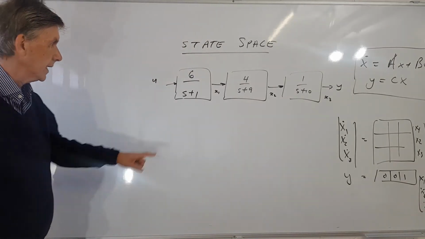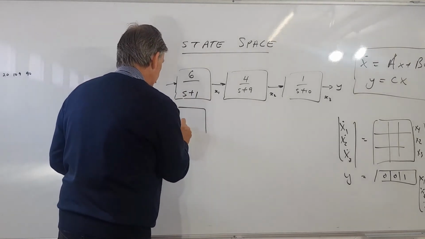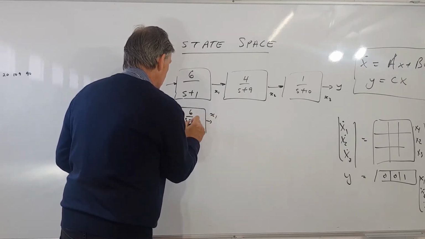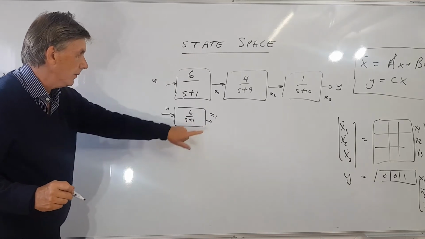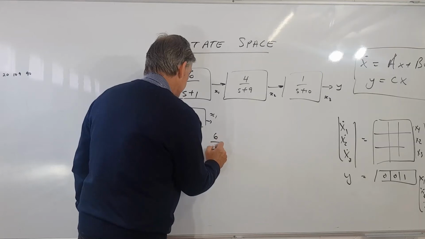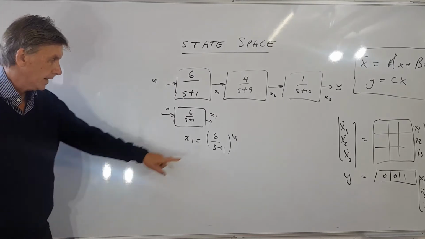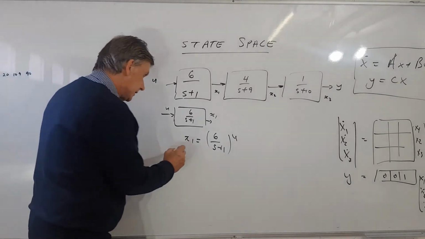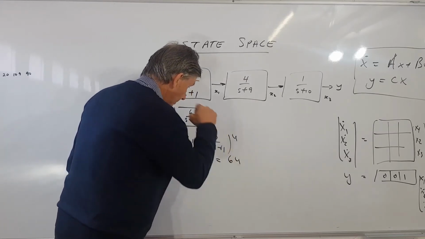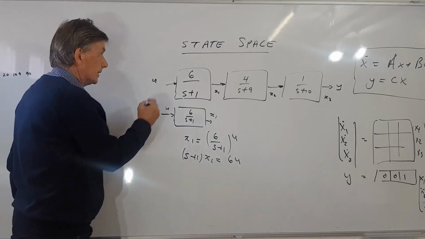So the first thing we do now is we take the first little block. So we've got something like this. Here's our first block. We can say that x1 is equal to 6 of s plus 1 times u. So this is this times this. We can then move the s plus 1 up here. So you get s plus 1 times x1 is equal to 6u.